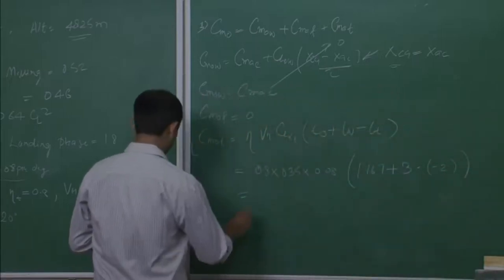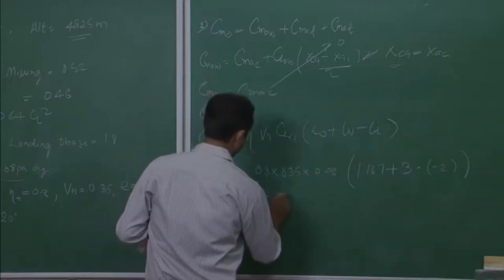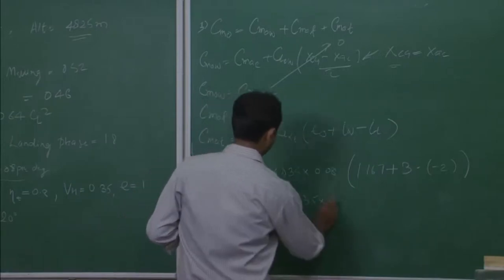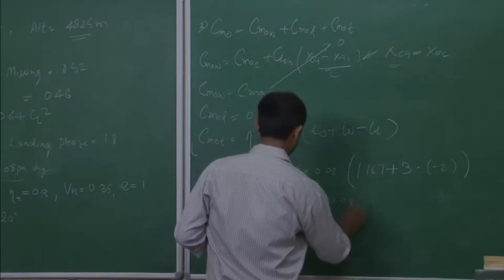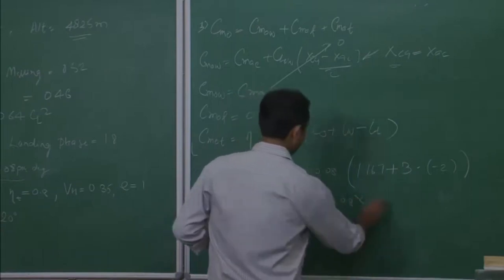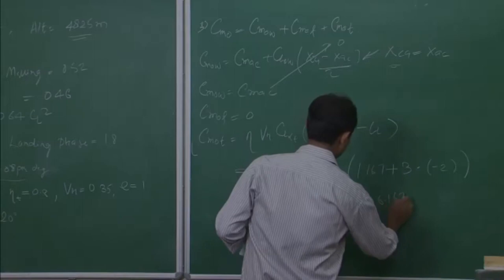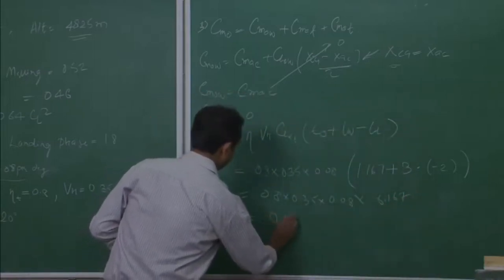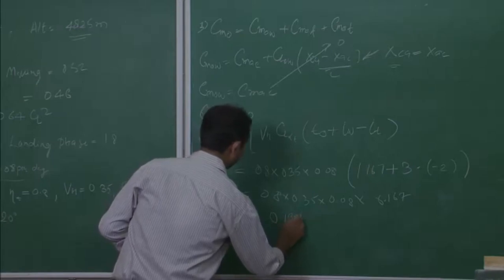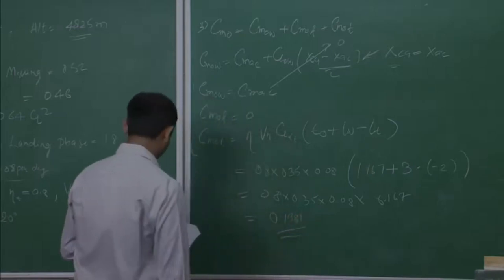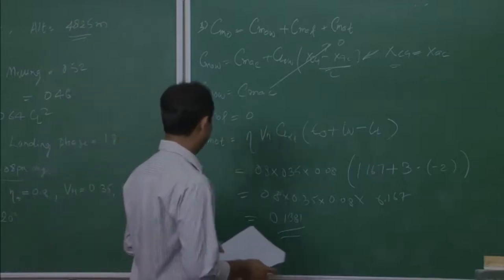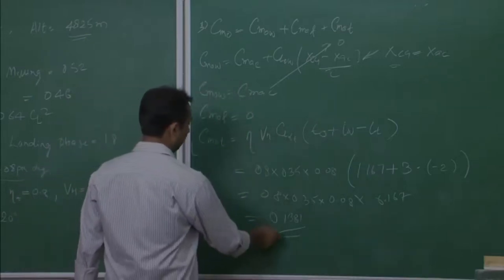which will be 0.08 into 0.35 into 0.08 into 6.167, which will give me 0.1381. This is the value of CM naught of tail.